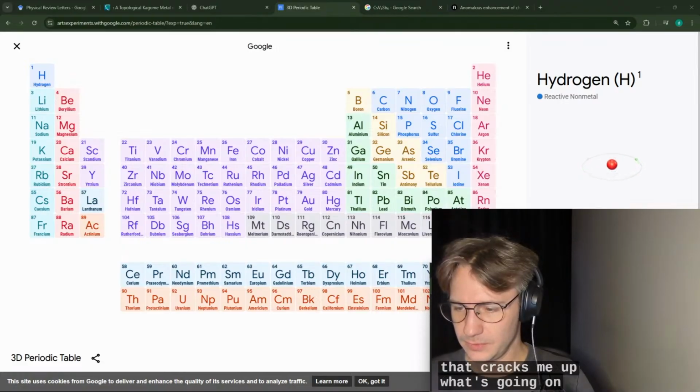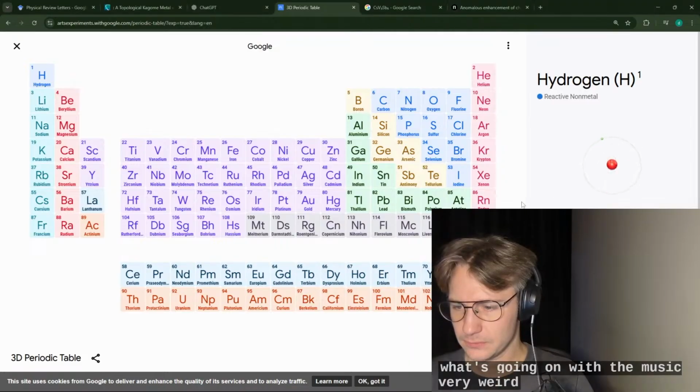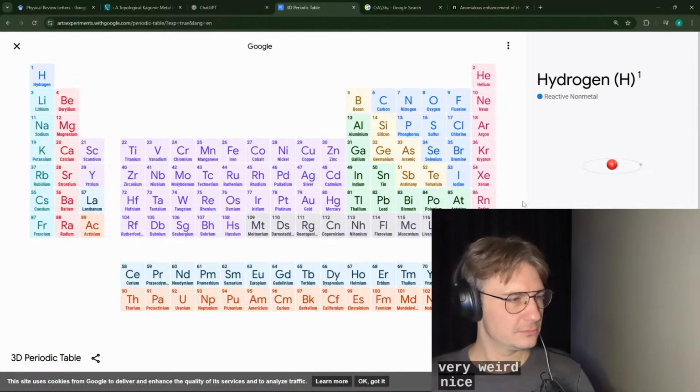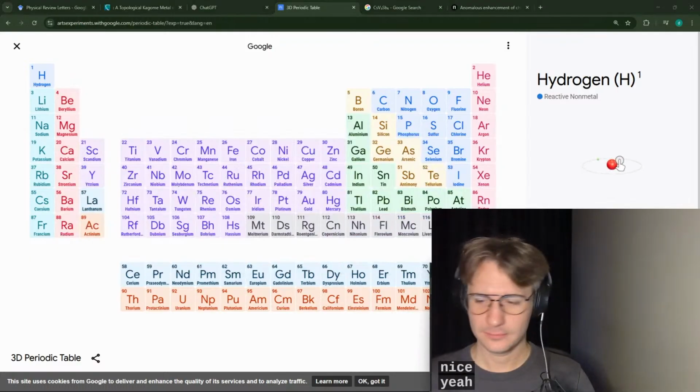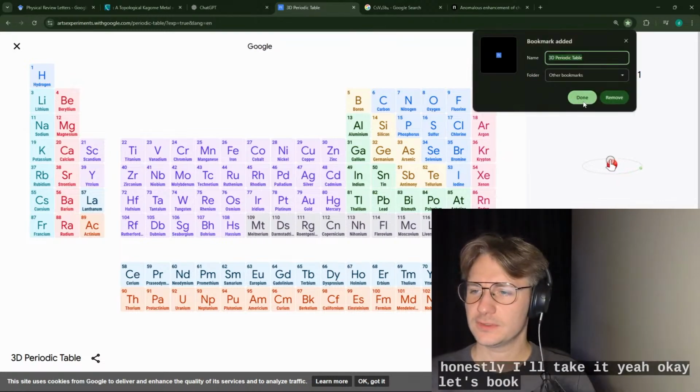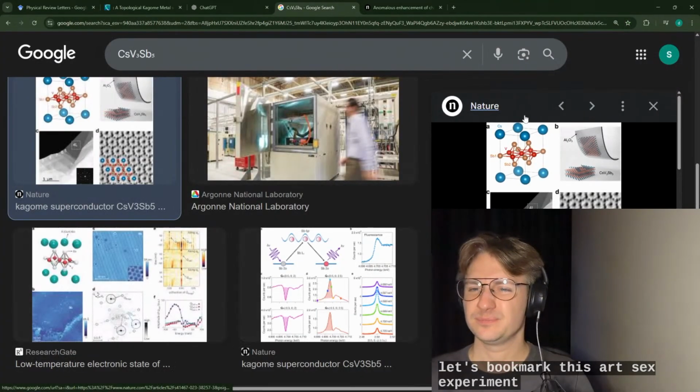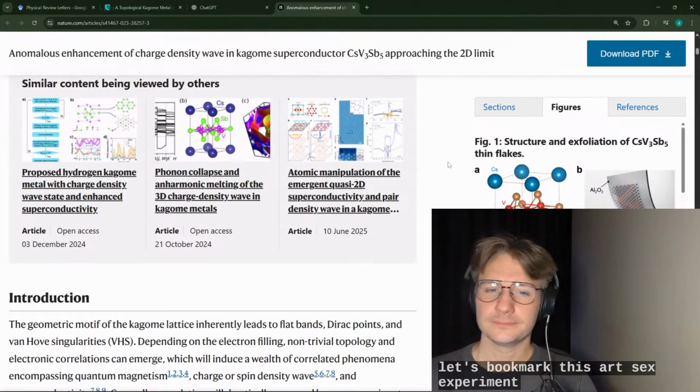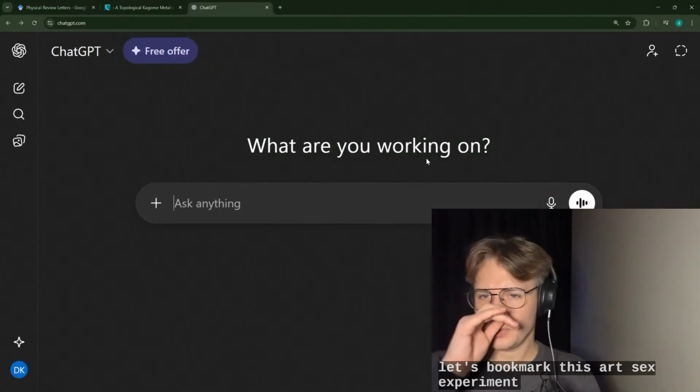What's going on with the music? Very weird. Nice. Yeah. Honestly, I'll take it. Okay, let's bookmark this arts experiment. That's a cool periodic table. I love that.